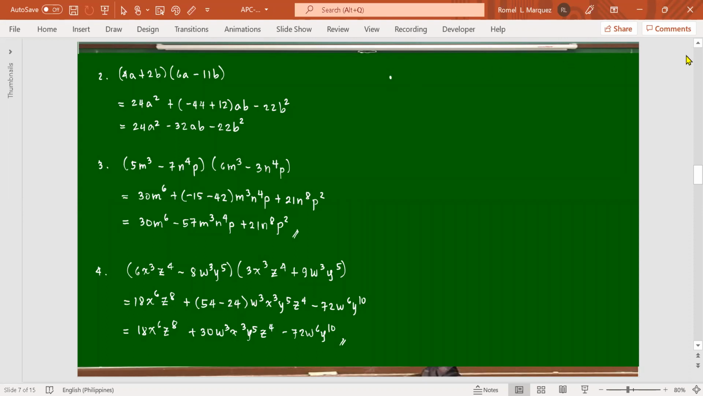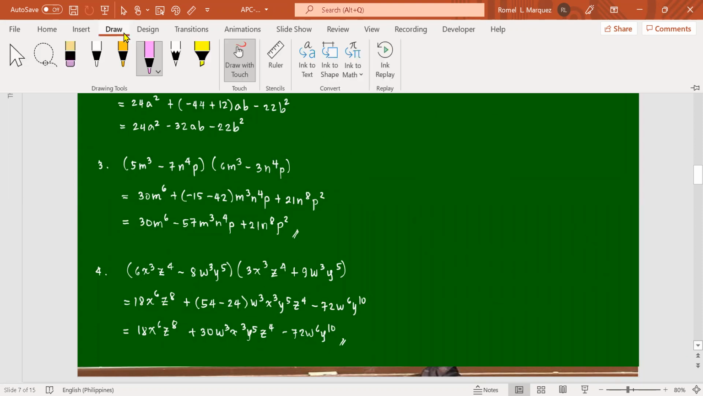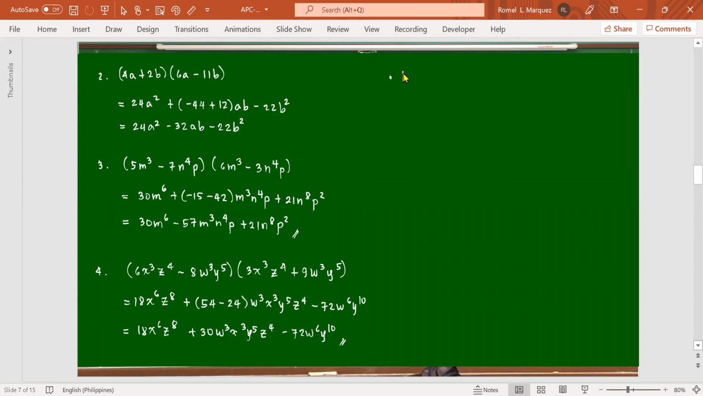Next, we have the next special product. Product of sum and difference of two squares, no? Okay, guys? What does it mean?